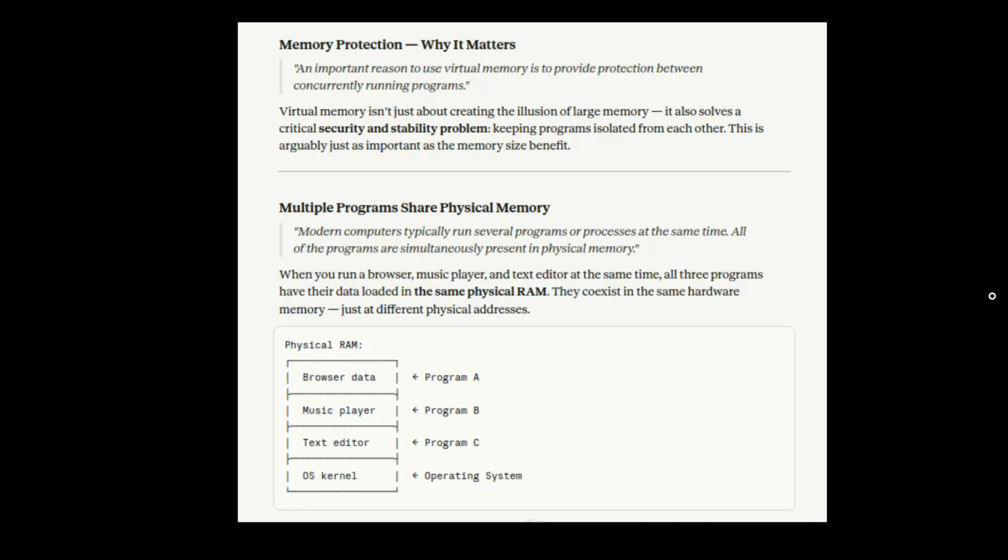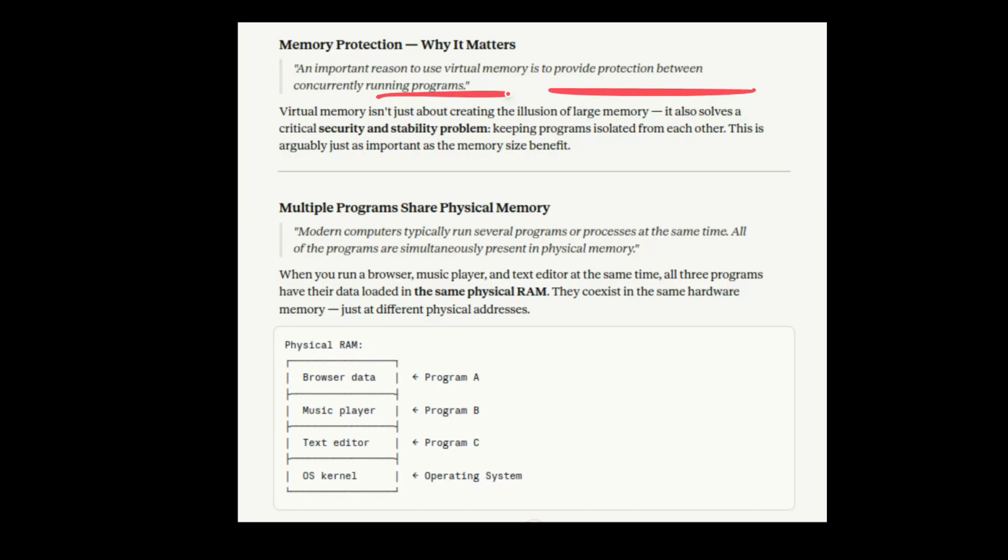Now let's understand memory protection. An important reason to use virtual memory is to provide protection between concurrently running programs. There is another important reason why we are using virtual memory, and that reason is to provide protection. So some programs would be running concurrently, and virtual memory provides protection between them. Who provides the protection? The protection is provided by virtual memory.